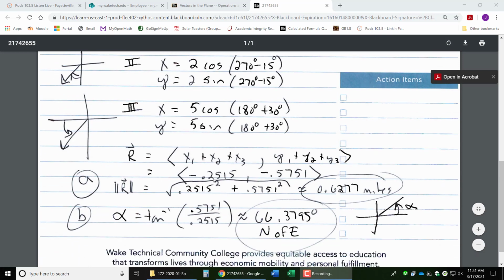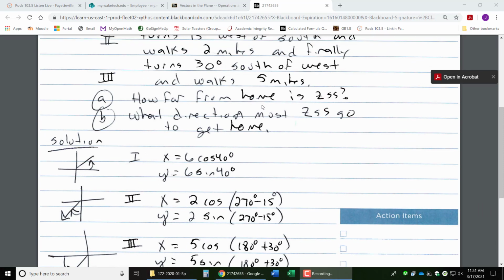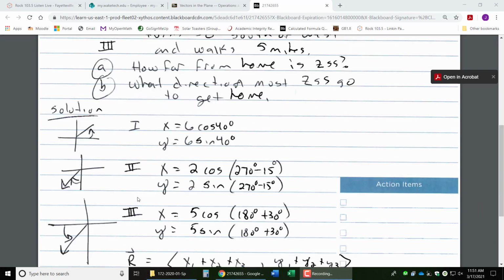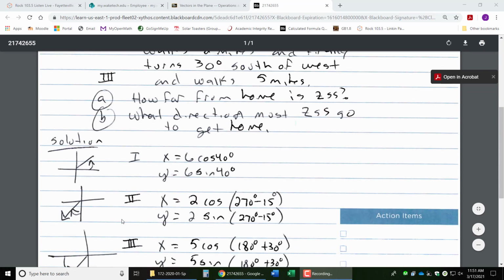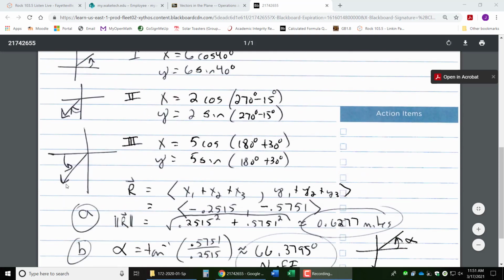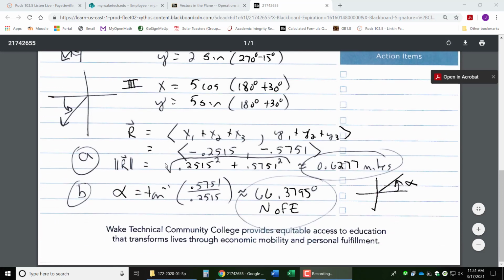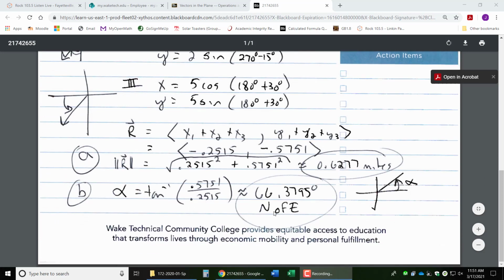We've got our angle there, which is in our vector, resultant vector in quadrant 3. The magnitude is the ultimate distance from home. And we see the Pythagorean theorem. Boom, you've got it. And in order to find what direction to go back home, since we're in quadrant 3, we're going to go back to quadrant 1, so north of east.